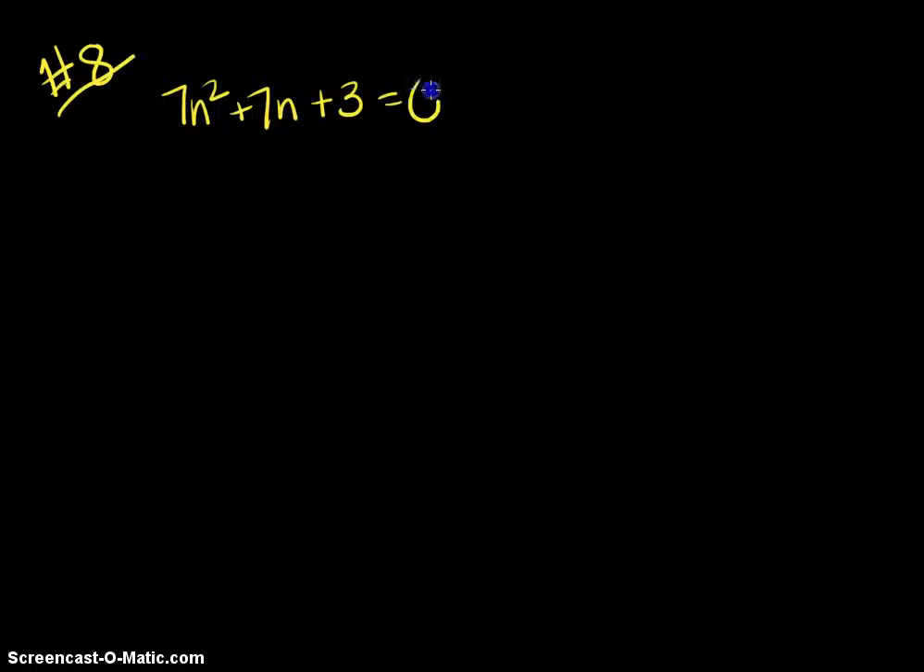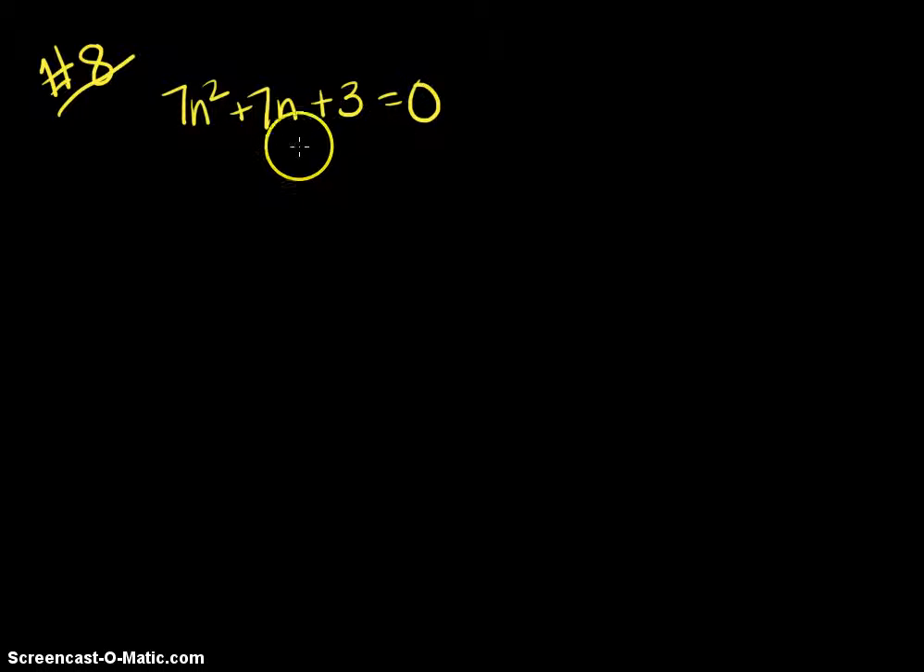Okay, guys, last but not least, this is number 8 for homework. Where are we? There we go. It always just takes a second. Okay. All right, so we're going to start off with 7n squared plus 7n plus 3 equals 0.